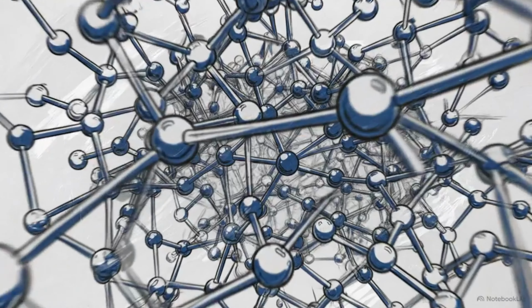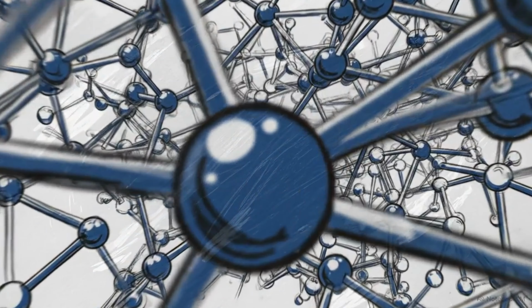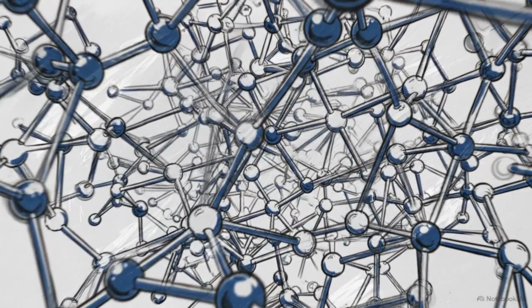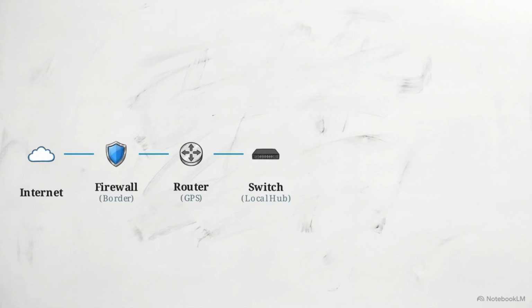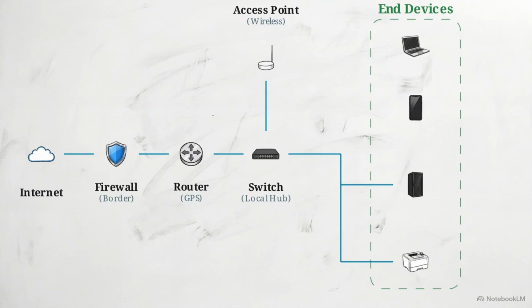We can see the complete picture when we bring all these isolated parts together into a single cohesive ecosystem. Let's map the flow of data from the outside in. Starting from the vast internet cloud, traffic hits a firewall, which connects to a router, which then feeds into a local switch. Branching off that switch, we add an access point for wireless coverage. Finally, we populate our end devices, a laptop and phone connected to the access point, and a local server and printer plugged directly into the switch.